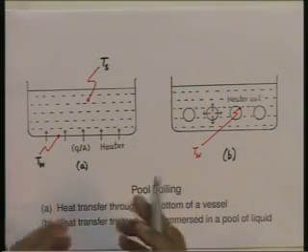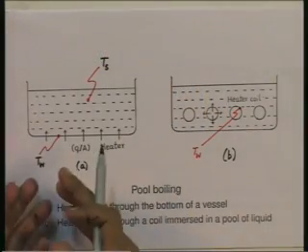So, we are going to systematically raise the value of T W and get in each steady state different values of T W minus T S ranging from say 1 all the way up to a few hundred. For each case, we will measure what is the Q by A that we have to supply, because you have to supply heat in order to maintain this T W.